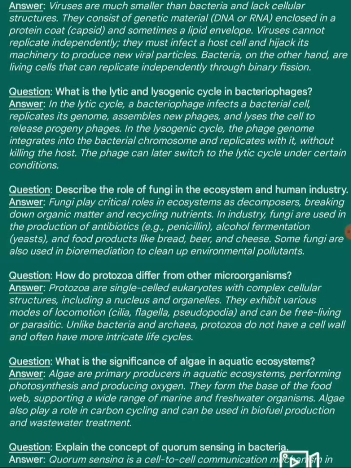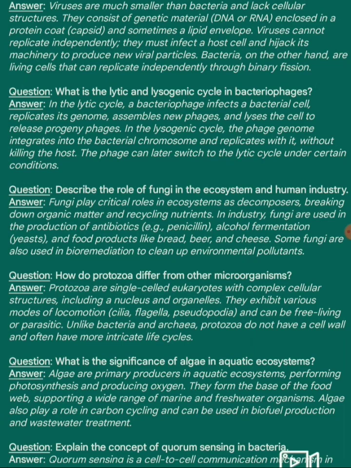Next question. What is the lytic and lysogenic cycle in bacteriophages? Answer. In the lytic cycle, a bacteriophage infects a bacterial cell, replicates its genome, assembles new phages, and lyses the cell to release progeny phages. In the lysogenic cycle, the phage genome integrates into the bacterial chromosome and replicates with it without killing the host. The phage can later switch to the lytic cycle under certain conditions.